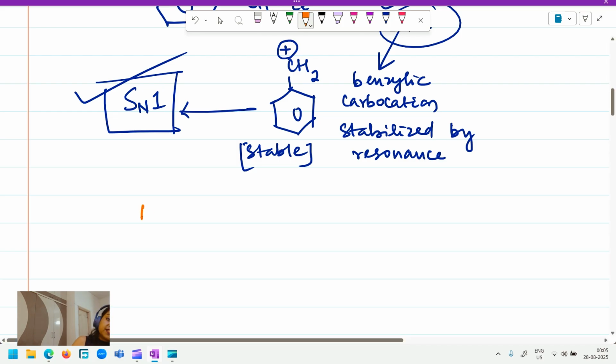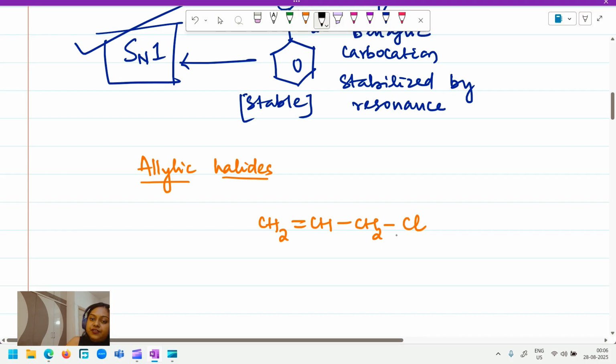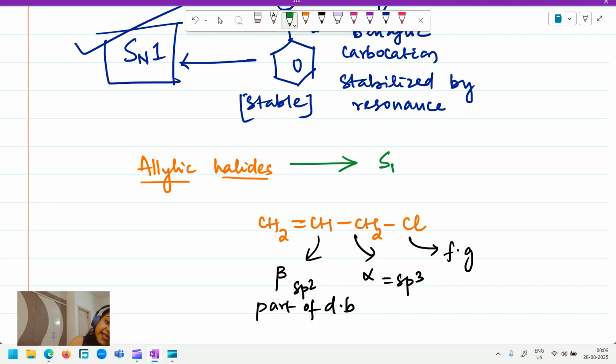Okay, a very similar concept is applied also to allylic halides. Now, what are allylic halides? Allylic halides look something like this. Let's say we have CH2, double bond CH, single bond CH2, and then a chlorine. This is called an allylic halide. So what's the specialty here? You have your functional group, you have your alpha carbon, which is sp3, all single bonds. You have the beta carbon, which is sp2, part of a double bond. Is this clear? Allylic halides are also super prone to SN1.